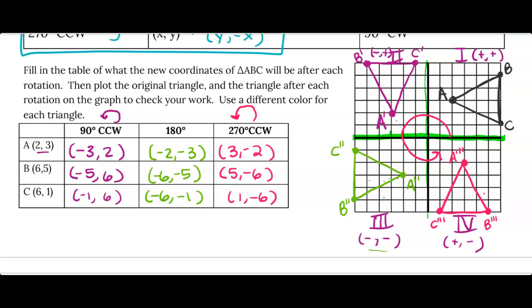It's also important to note that 90 degrees counterclockwise is the same as 270 degrees clockwise. The rule stays the same. And so if you think about A starting here, 90 degrees going this way, we're going to flip the order. So we're at 2, 3, so it would be 3, 2, and we're in the fourth quadrant. So that makes it a negative 2.